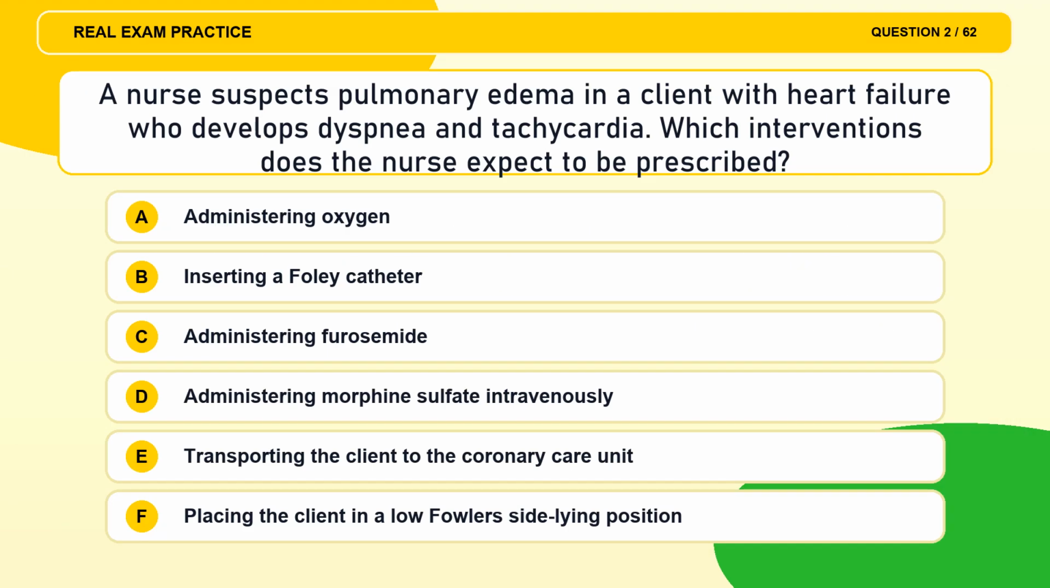Question 2. A nurse suspects pulmonary edema in a client with heart failure who develops dyspnea and tachycardia. Which interventions does the nurse expect to be prescribed? Option A. Administering oxygen. Option B. Inserting a Foley catheter. Option C. Administering furosemide. Option D. Administering morphine sulfate intravenously. Option E. Transporting the client to the coronary care unit. Option F. Placing the client in a low Fowler's side lying position.